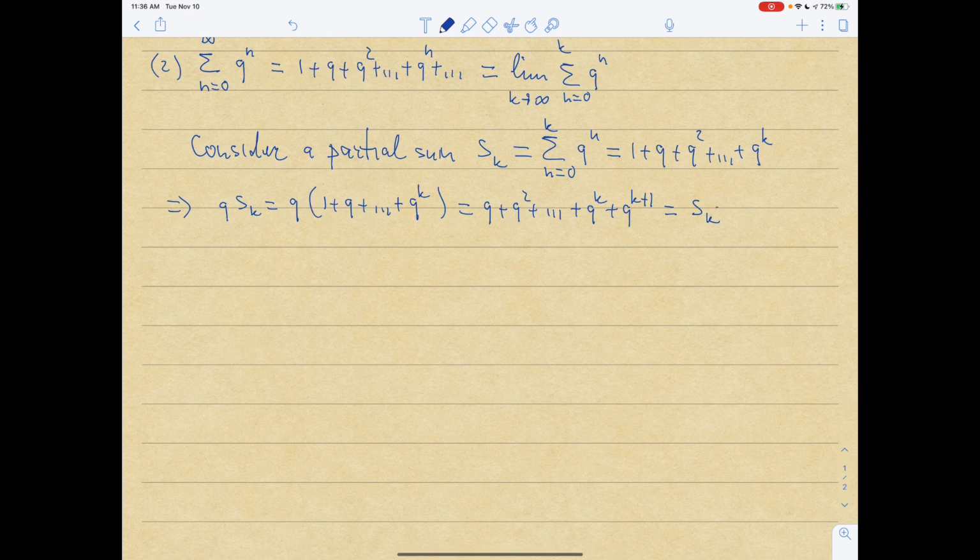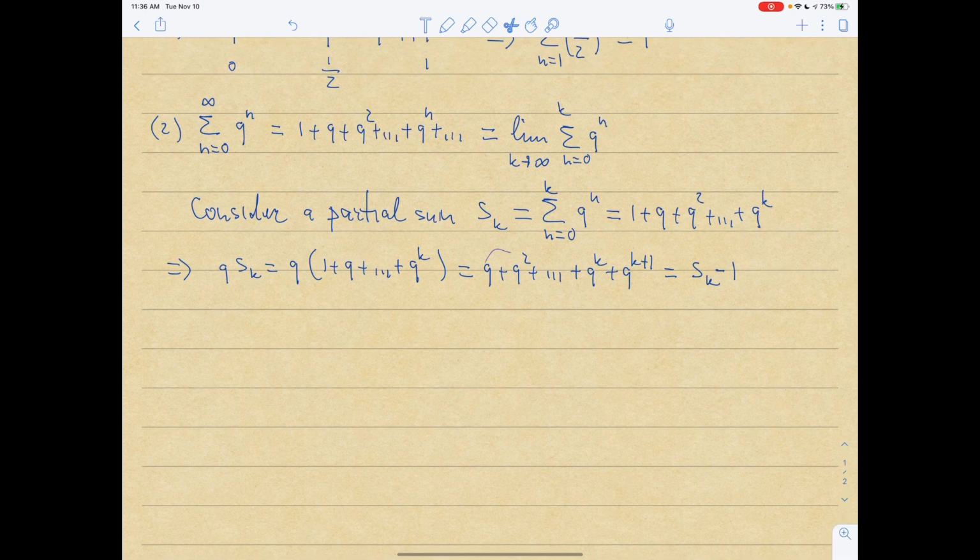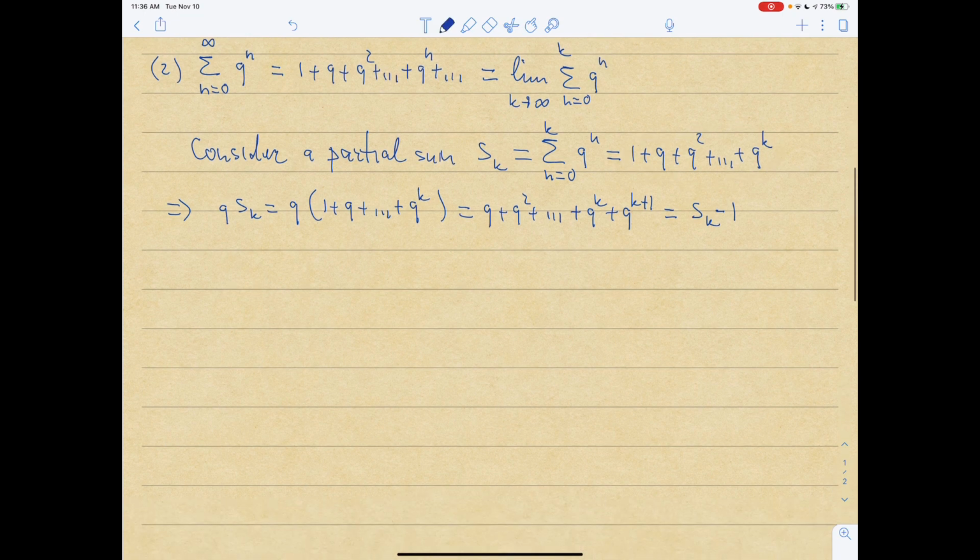So S_k minus 1 then, right? The sum of the first k terms is nothing but S_k minus 1. And plus there is an extra term, q to the power k plus 1. And now what I got is an equation for S_k, right? q S_k is equal to S_k minus 1 plus q to the k plus 1.